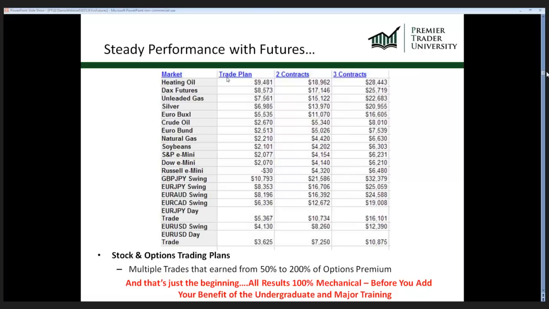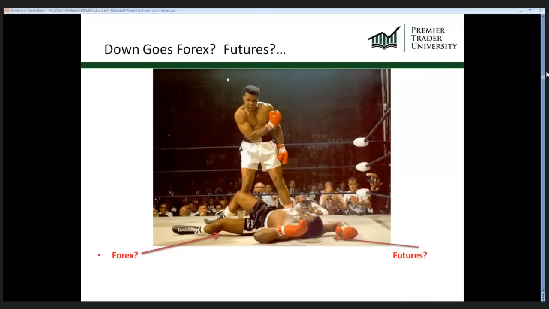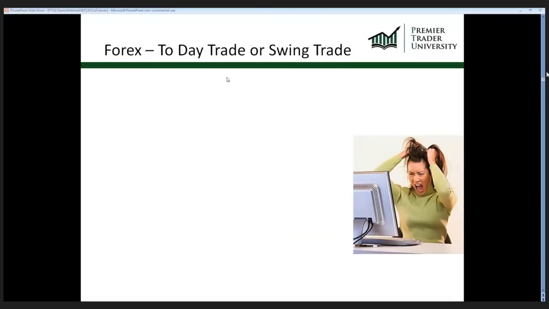So that's why I think this topic is so important, because you have to make tough decisions. I have to make tough decisions. So the question is, who's going to end up on the mat? Down goes Forex or down goes futures? You guys were pretty split as an audience overall. I guess I should ask to start it up. Well, I'm not going to do that yet because we're going to go through a few things here.